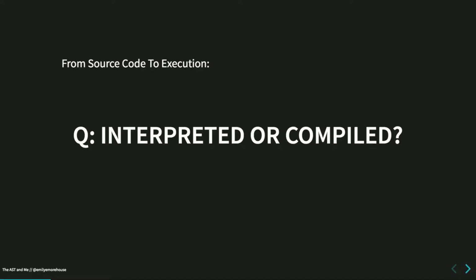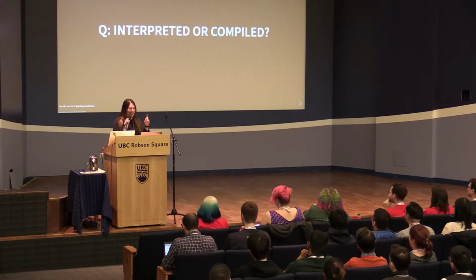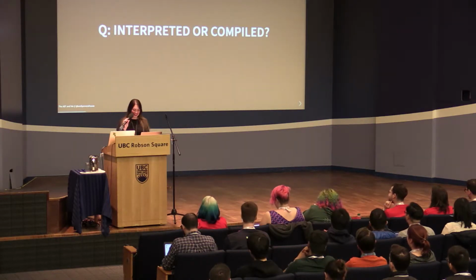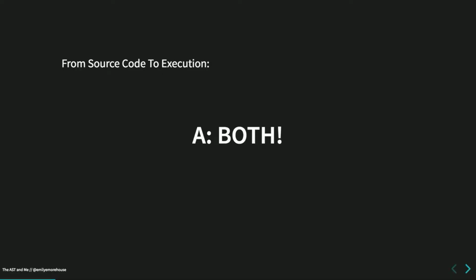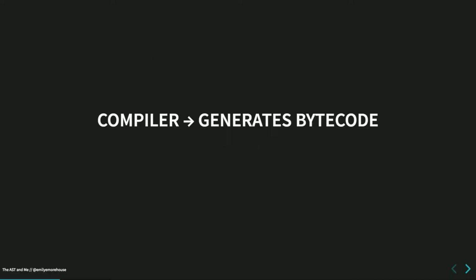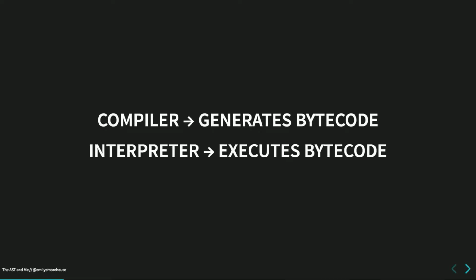So the first question is, is Python interpreted or compiled? Yes. And yes, that is exactly the right answer. It is both. So Python has a compiler that generates bytecode, and then an interpreter that makes sense of that bytecode in order to execute your code. So one of the ways in which Python is dynamic is that the same piece of bytecode doesn't necessarily always have the same outcome.